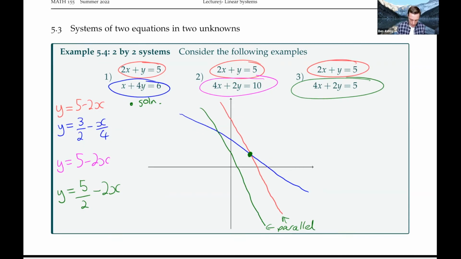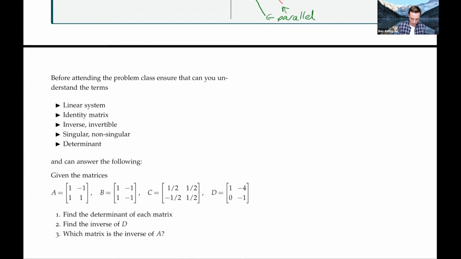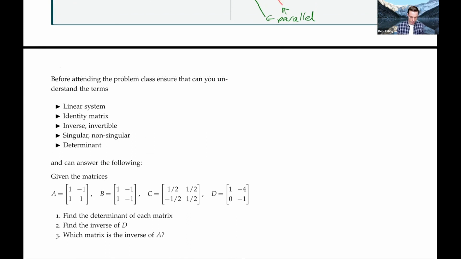Okay, that's it for today. There are some self-study questions at the end. Make sure you're familiar with all of these terms. What is a linear system? What's an identity matrix? What does it mean for a matrix to have an inverse and to be invertible? How do we calculate that inverse? What does it mean for a matrix to be singular or non-singular? And how do we work out what the determinant is? What does that mean?